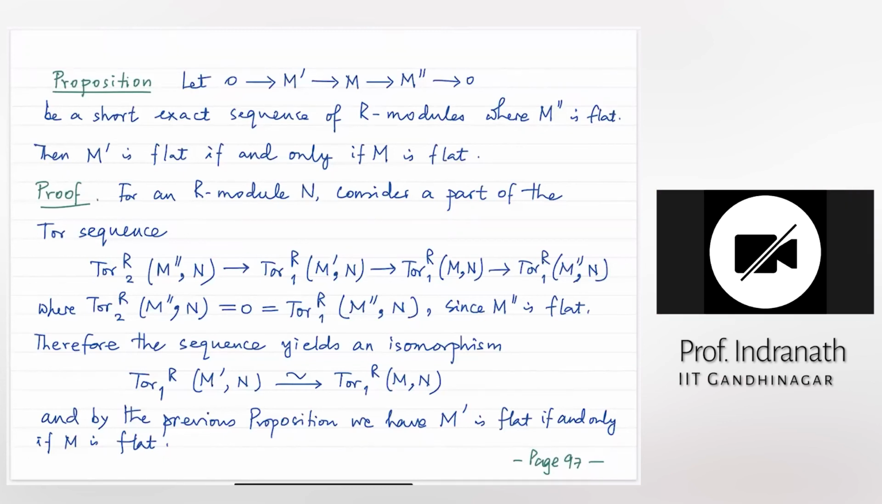Sir, in that case, can we say in general that Tor1 of M N is isomorphic to Tor1 of M prime N whenever we have an exact sequence like this? You are using flatness of M double dash. Yeah, of course, because both the sides will be 0 every time. Of course. Basically, that is what you are saying. Yeah. The proof ends here, really.